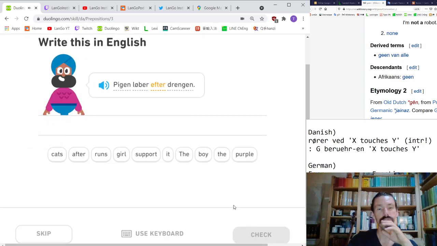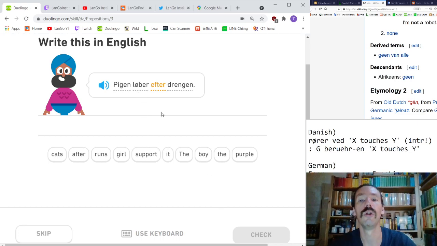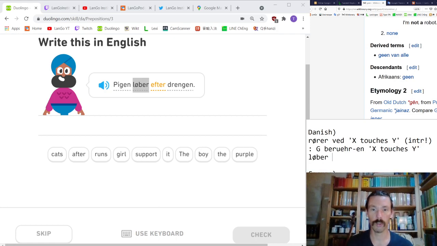Pigen løber efter drengen. Just below the threshold the first time. The girl løber efter, or runs. Here's that verb again, kind of the theme of the day, tying all our languages together. Løber, runs. X runs. So English leap, that family. German laufen. Dutch lopen.